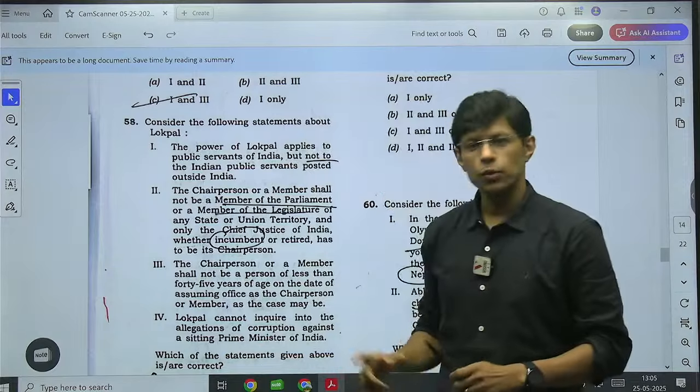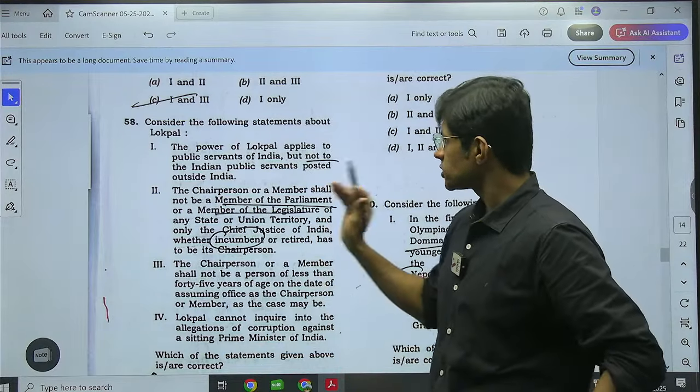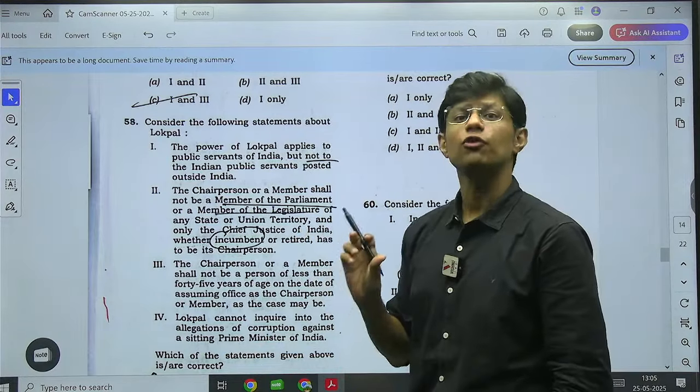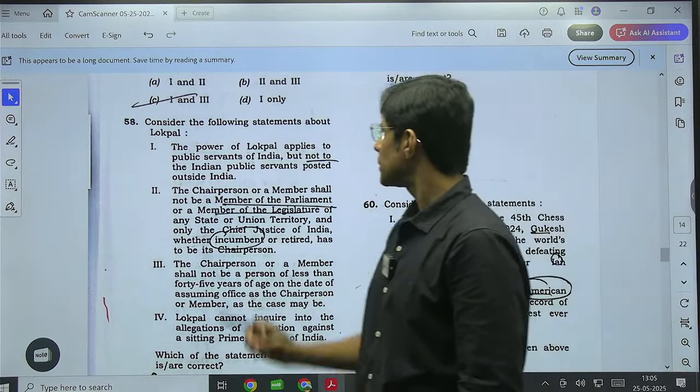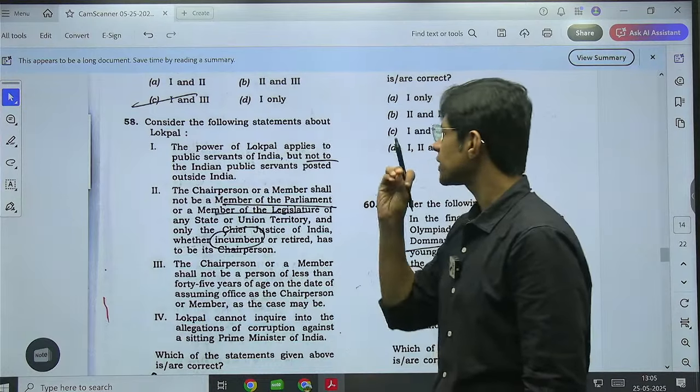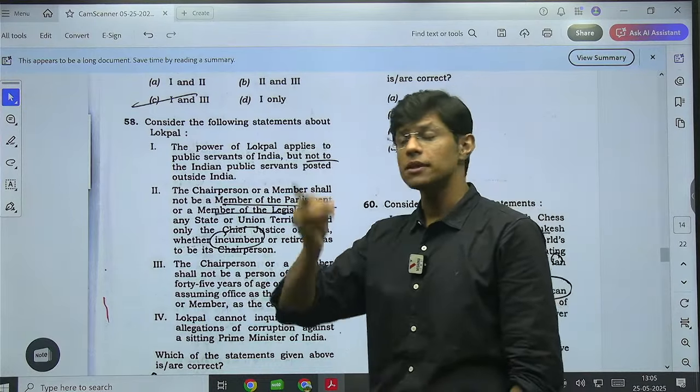So students, let us start with question number 58. Now the question pertains to the institution of Lokpal. What is statement number 1? The power of Lokpal applies to public servants of India. Yes, it is applicable to the public servants of India.